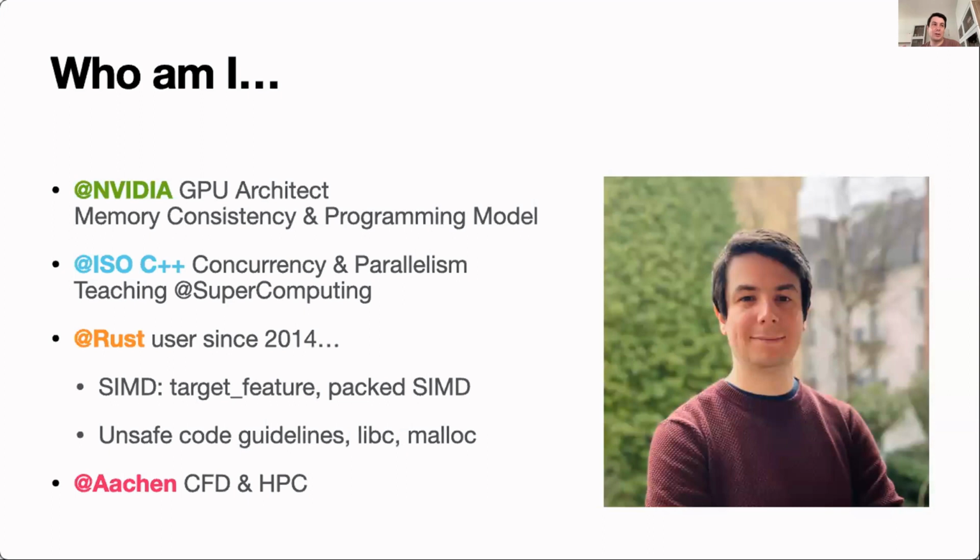So who am I? I currently work at NVIDIA. I'm a GPU architect, where I work at the memory consistency and programming model of NVIDIA GPUs. I'm also a member of the C++ committee, working on concurrency and parallelism, and I tend to teach parallel algorithms with C++ at supercomputing. I've been using Rust since 2014, and there was a period of time from 2016 to 2020, 21, where I collaborated a lot on the Rust development. I worked a lot on SIMD, like package features and packed SIMD, and on unsafe code guidelines. I was a maintainer of libc, which is how Rust interfaces with the operating system, for a couple of years, and memory allocators. Before working at NVIDIA, I was in Aachen in grad school, and then I was doing computational fluid dynamics with HPC. So this talk kind of brings all of that together.